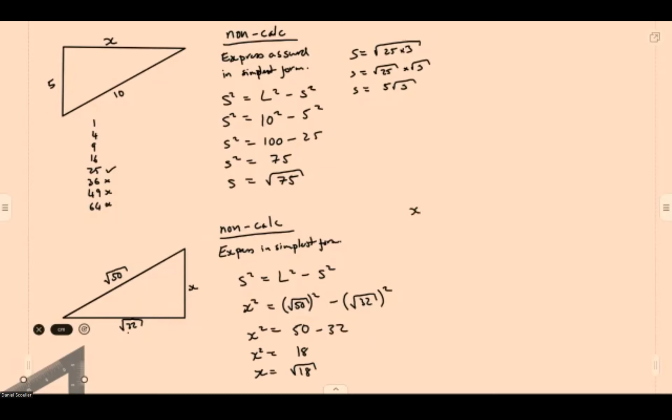Hopefully it won't take you long. 1, 4, 9, 16. It's not 16, it's 9. 9 times 2, so root 9 times root 2. So it's actually not that bad. It looks quite horrible, root 50 and root 32, but when you remember that squaring means it takes away that root sign altogether, it leaves you with quite an easy simplification.